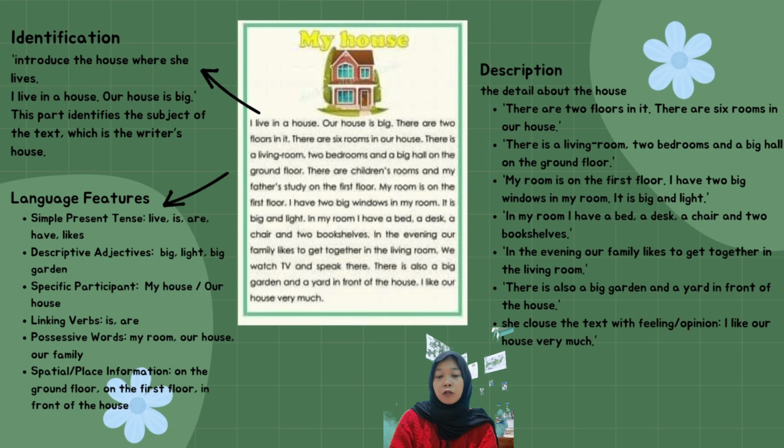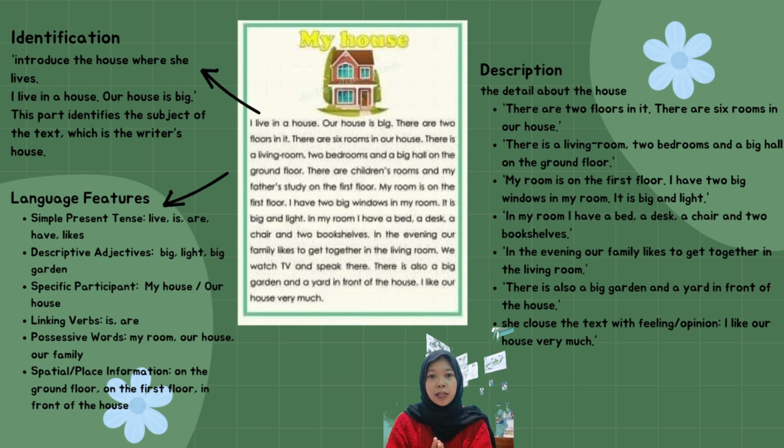Okay, now we talk about language features. First, there is simple present tense. The author used words like live, is, are, have, and likes. Second, there are descriptive adjectives. The author used big, like big garden, big house. So the specific participants, like my house, our garden.